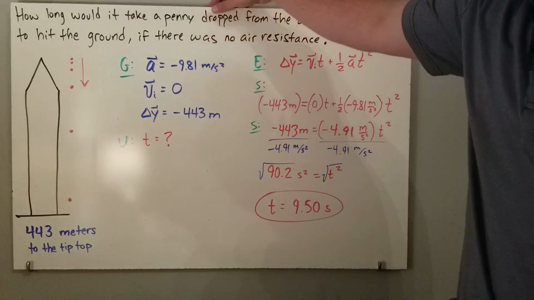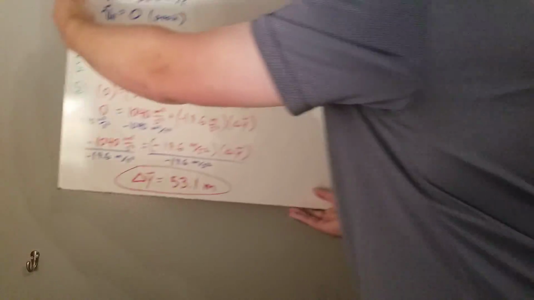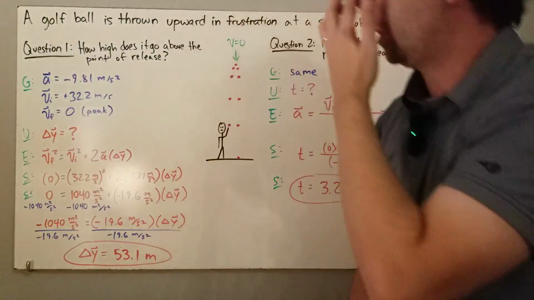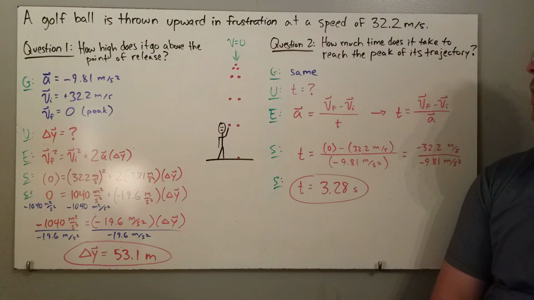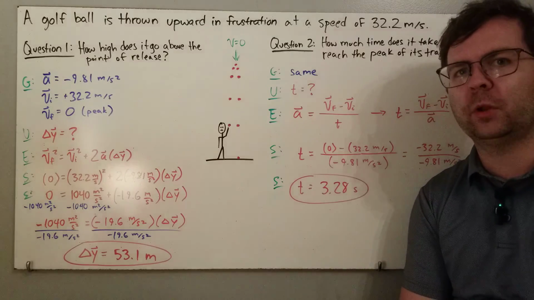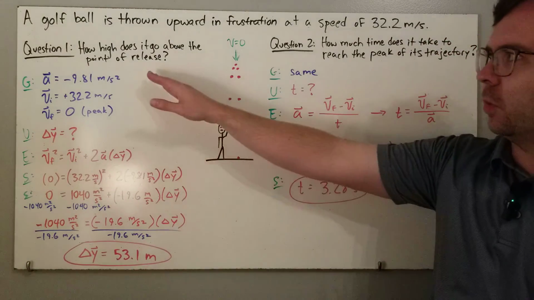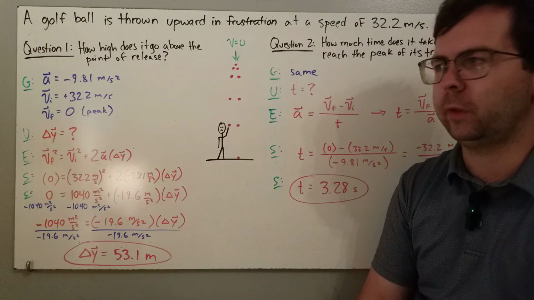All right, let's look at one more example. Let's say a golf ball is thrown upward in frustration at a speed of 32.2 meters per second. That's a blistering speed. So 2 questions. Let's start with this one. Question 1, how high does the golf ball go above the point of release?